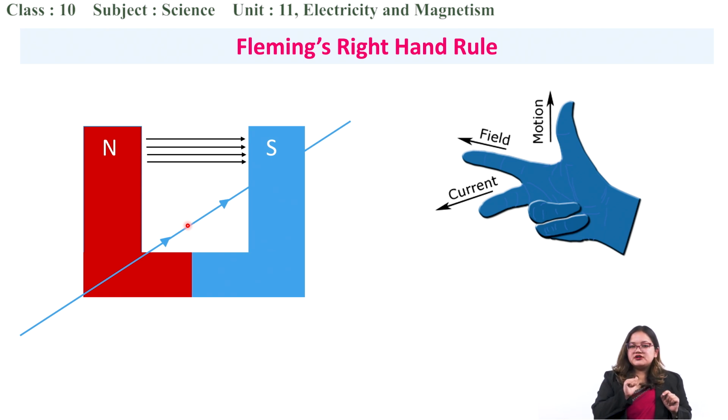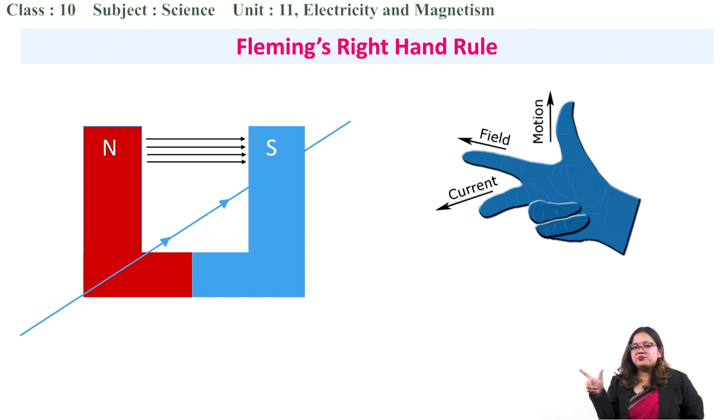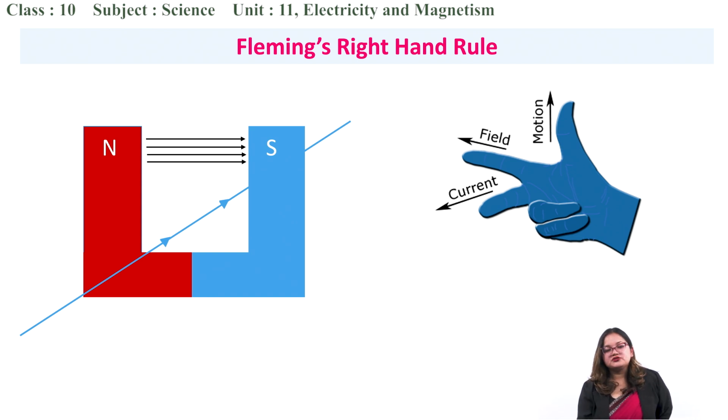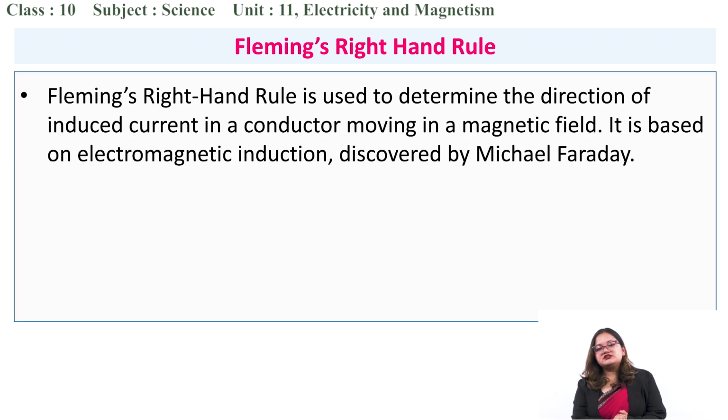So to know the direction of the induced current, what did we do? We used Fleming's right hand rule, where the thumb showed the direction of the motion and these three fingers were placed perpendicularly. And if you follow this Fleming's right hand rule and compare it with the given image, you will be able to know that the direction of the current was inward. From this you should know that Fleming's right hand rule is used to determine the direction of induced current in a conductor moving in a magnetic field. It is based on the concept of electromagnetic induction.